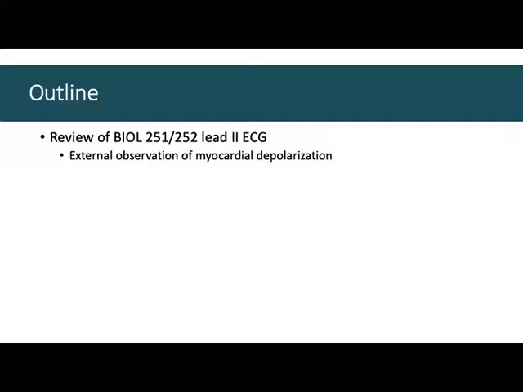Anyways, we're going to review the stuff that's important for understanding the 12-lead ECG. There's a lot of terms that I just threw out that I don't expect you to remember. If you don't remember them, that's fine, because we're reviewing the pertinent information so that we can observe externally depolarization of the heart, the cardiac cycle, the electrical activity in the heart.